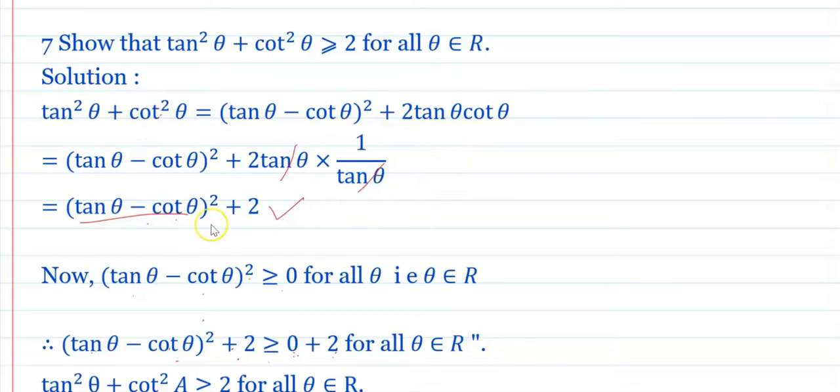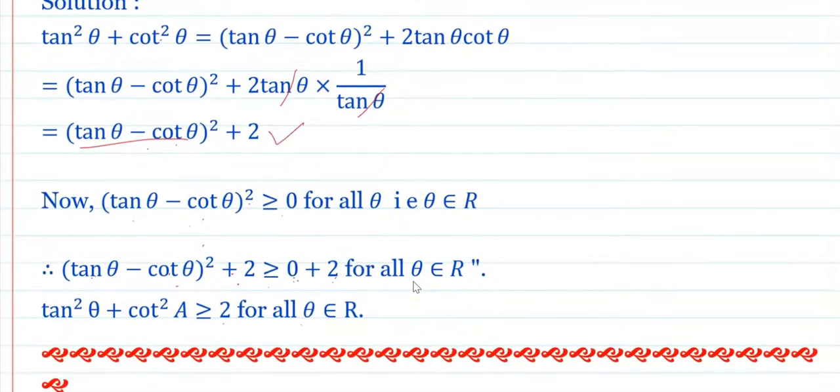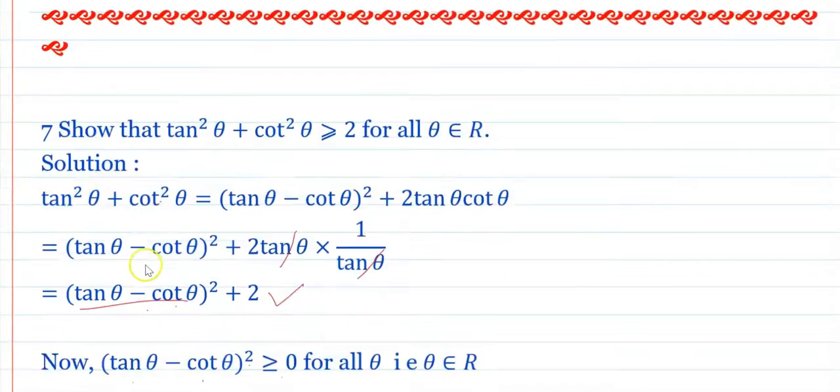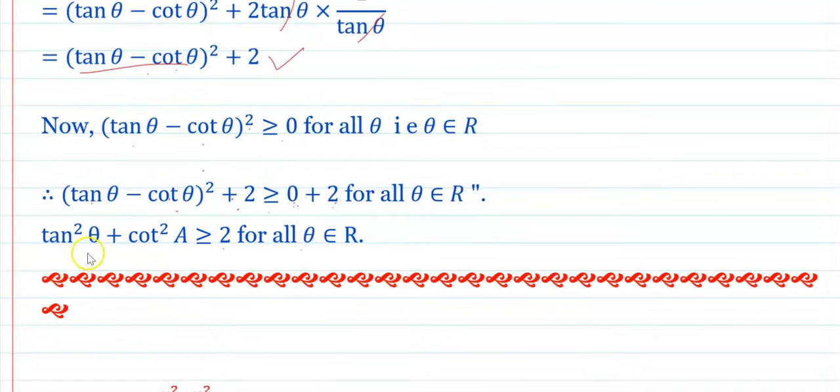सुरुवातीला आपण हे एक्सप्रेशन कन्सिडर करतो. Okay, then (tan theta minus cot theta) whole square is always positive for all theta belonging to the set of real numbers. Means what? (tan theta minus cot theta) whole square plus 2 is always greater than 0 plus 2 for all theta belonging to the set of real numbers. But this is nothing but tan square theta plus cot square theta, and hence tan square theta plus cot square theta is greater than or equal to 2 for all theta belonging to the set of real numbers.